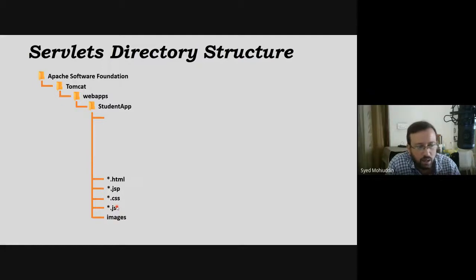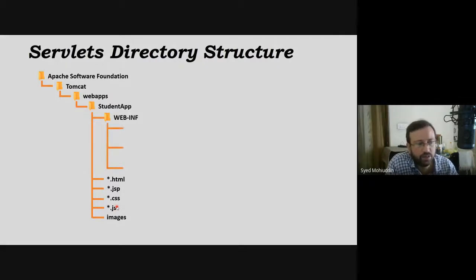And then all the images. Now, the CSS files, the JavaScript files, as well as the images, you can keep directly in the root, that is Student app, or you can create subsequent folders and place them accordingly. Then you have to have a folder inside your Student app folder with the name WEB-INF. This WEB-INF should be in capital case. This is a folder, and it should be in capital case.